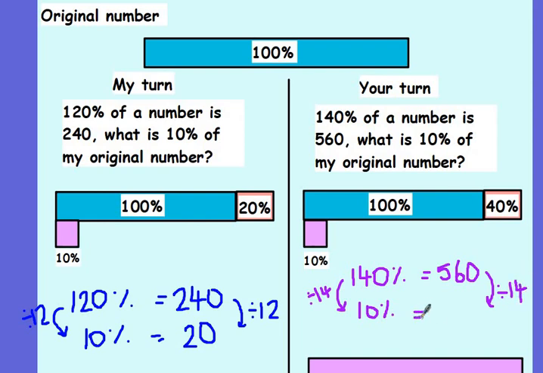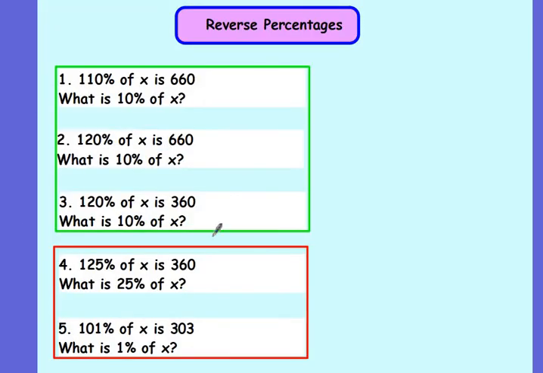And Dijon, can you tell me, what's 560 divided by 14? 40. Lovely. So 10% of my number this time is 40. Over to you, Year 7.